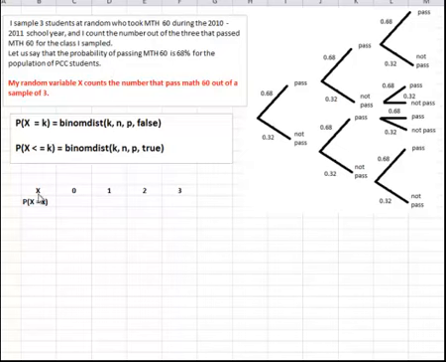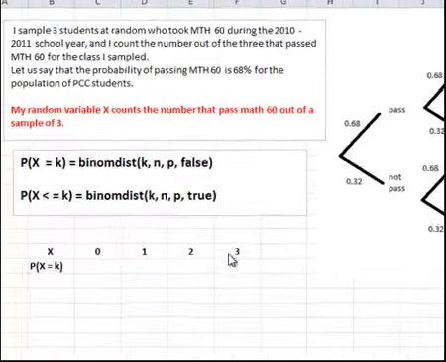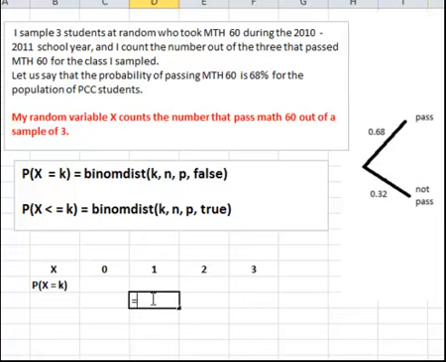My random variable is x, so x can either be 0 people pass, 1 person passes, 2 people pass, or 3 people pass. Now, below this, I want to write the probability of each of these values. Sometimes people mistake the following. They say, well, what's the probability that 1 person out of the 3 passes? And they write it equal to 1 out of 3. The probability is 33%. That's not the case.